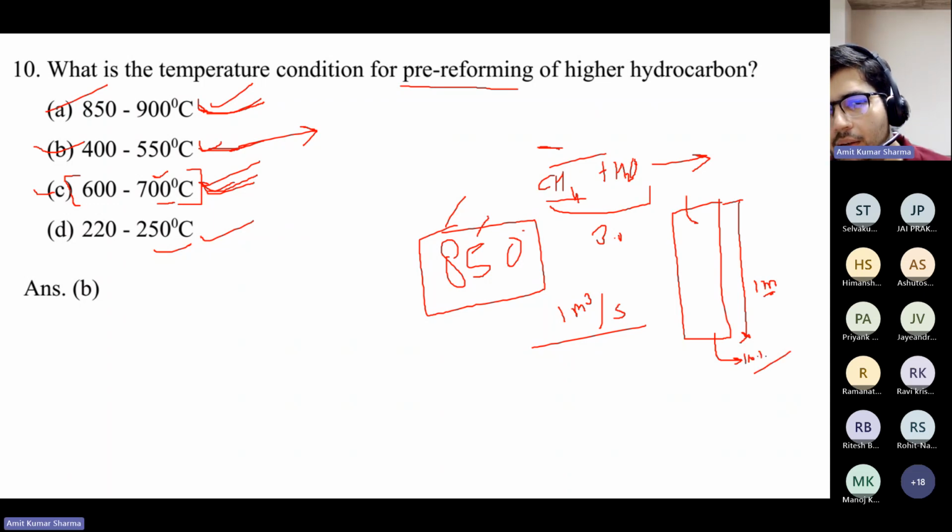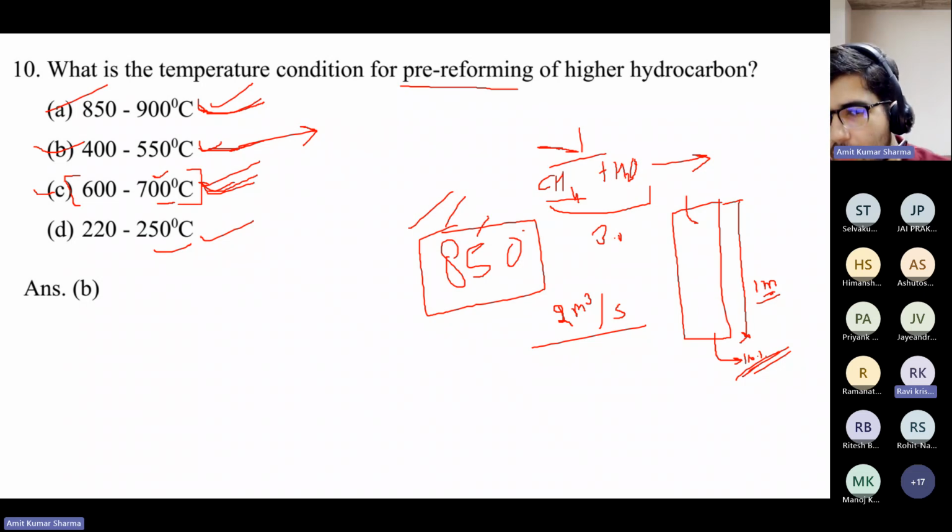So basically the temperature is there. With this condition, I can get 100% conversion. So the whole reactant will be converted into product. Now, if I increase the velocity of input, making it 2 meter cube per second, then the output will not be 100%. It will drop. Why? Because of high velocity.